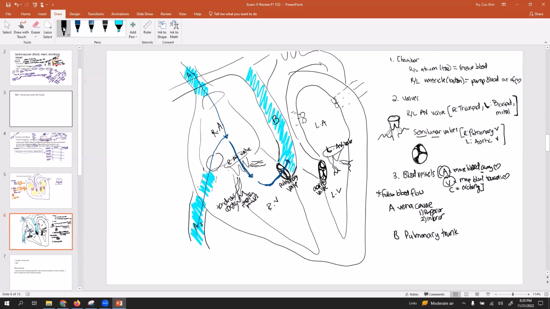And it does. So from B, it's going to branch into C1 and C2. So what's C1 and C2? Yeah, left and right lung. No.